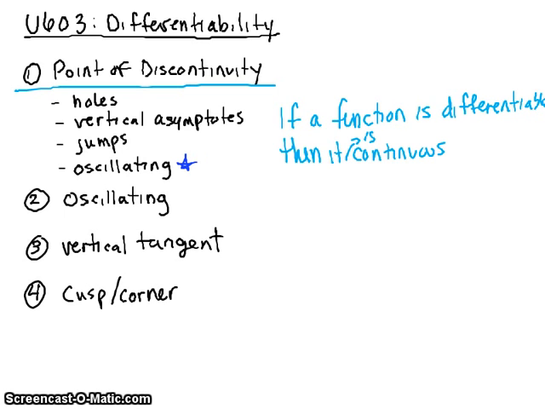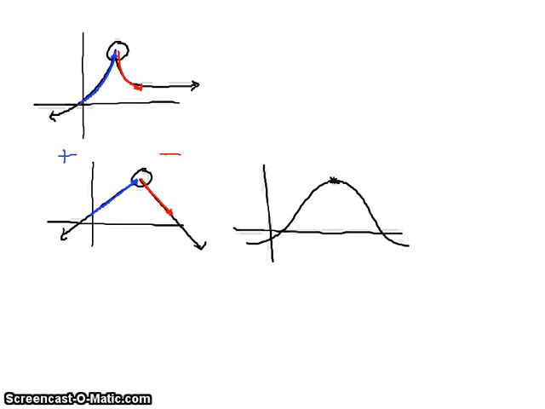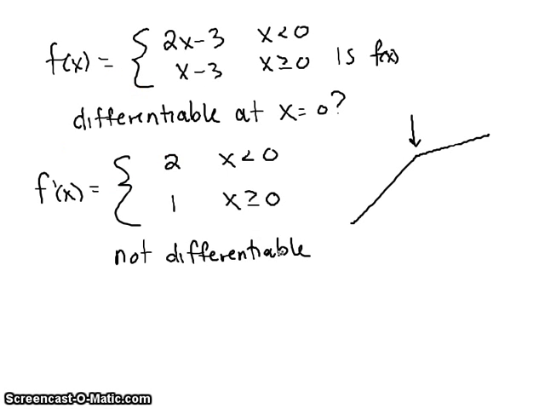So a function being continuous does not mean that the function is going to be differentiable. Because if we look at this question again, this function is continuous. If you take the limit from the left as x goes to 0, you would get negative 3. If you take the limit from the right as x goes to 0, you'd get negative 3. And the function value at x equals 0 is also negative 3. So that function is continuous, but it's not differentiable. So if you're differentiable, you're continuous. If you're continuous, you are not necessarily differentiable.